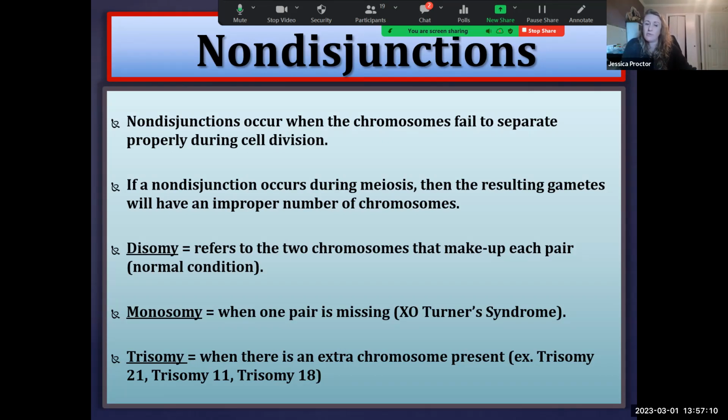We have two chromosomes. We have pairs of chromosomes at each location. We have 22 pairs of autosomes and 1 pair of sex chromosomes. The next two are going to be the aberrations or the abnormalities. A monosomy, break up that word. Mono means one, somy means chromosome. So a monosomy occurs when one pair is missing.